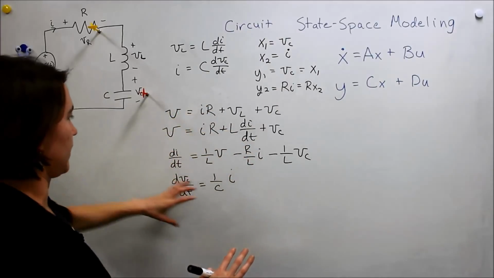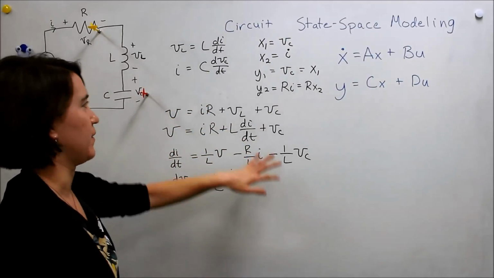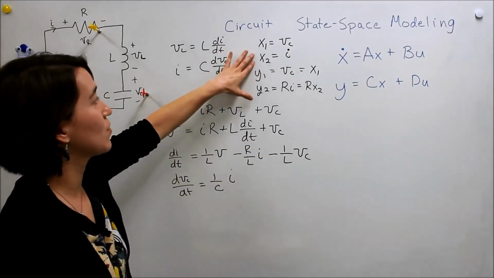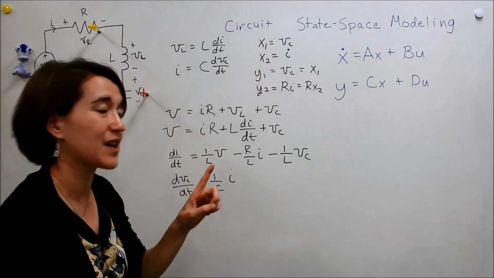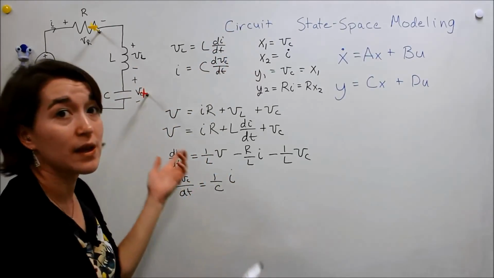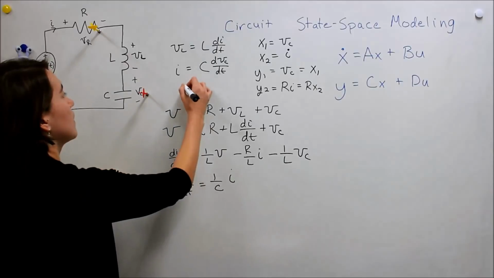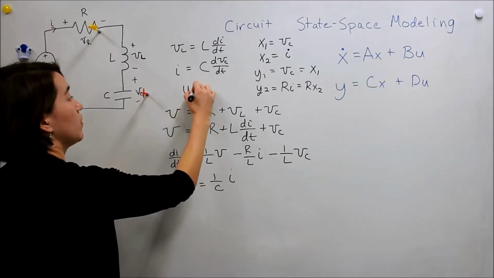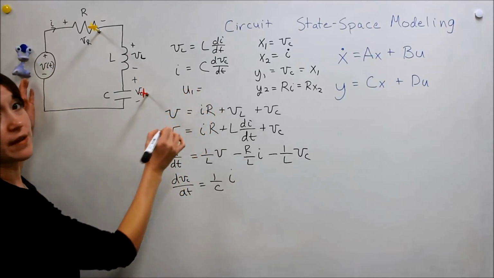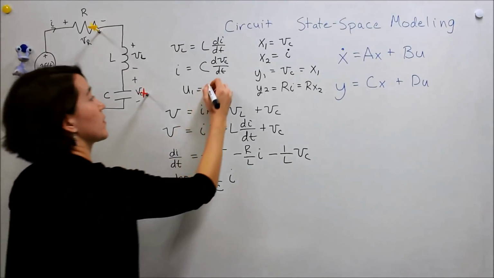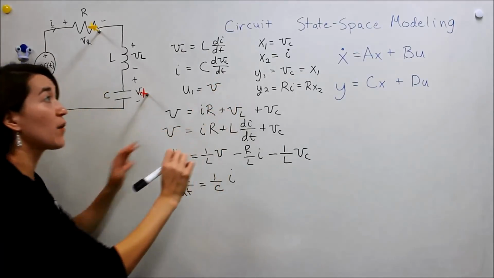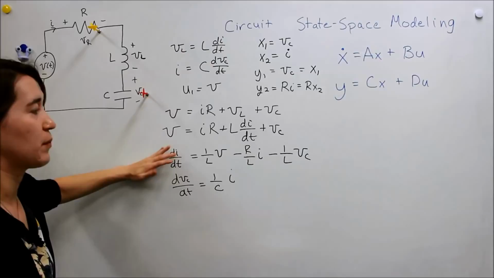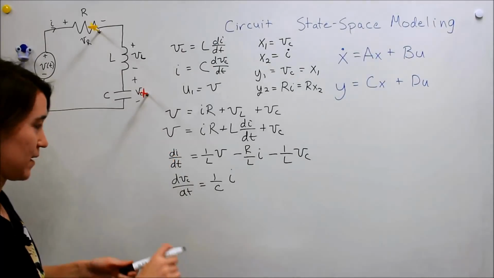Okay, so now let's transform some of these. Instead of going in our I and V and all that notation, let's put x1, x2 first. We forgot to write something down. We also need to know the input. So our input, U1, is equal to V. Valerie's controlling our input at the voltage, so that's V. Okay, so now we have everything defined, and now we can replace these two equations with our state space.